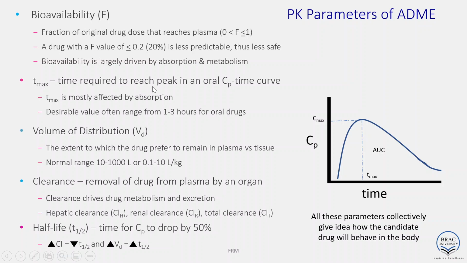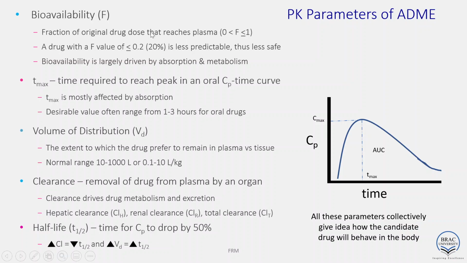So bioavailability, we know that it's the fraction of the absorbed drug in the blood. So from the oral dose, how much of the dose is absorbed in the blood. For bioavailability, we need two doses. That means the oral dose and also the IV dose. Both doses are needed to calculate the F value, the fraction absorbed in the blood.